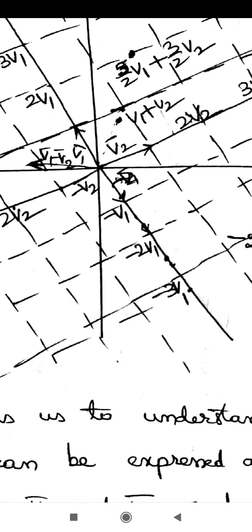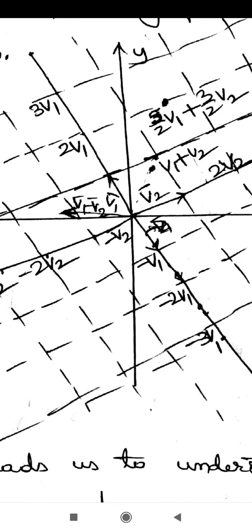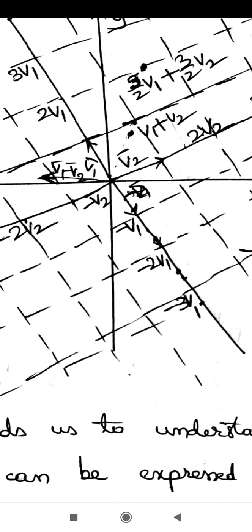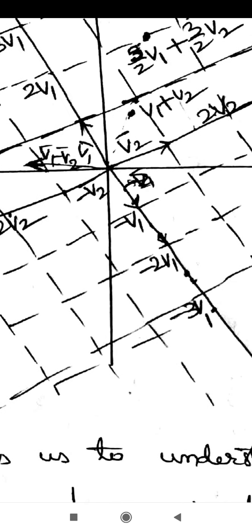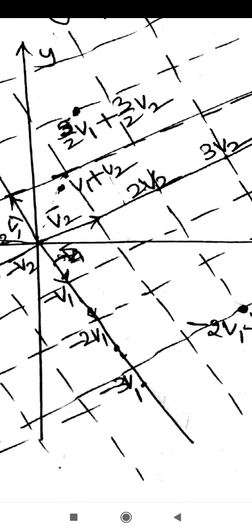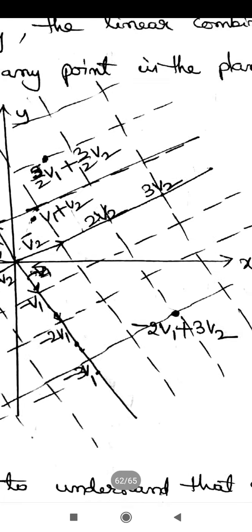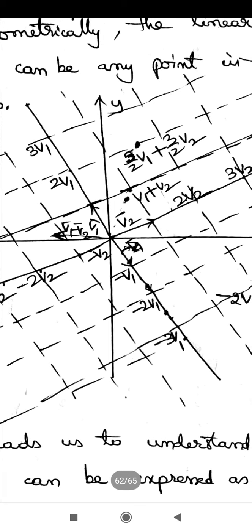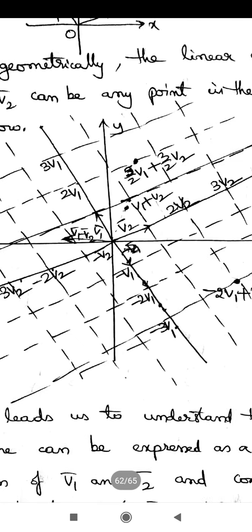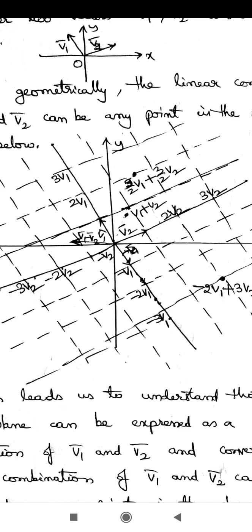So that is how on the line of v1 we can see on the positive side 2v1, 3v1, and so on, and on the negative side minus v1, minus 2v1, minus 3v1, and so on, on the same line. And similarly for v2, 2v2, 3v2, and so on are on the positive side, they are the scalar multiples of v2, and on the negative side minus 2v2, minus 3v2, and so on are the scalar multiples of it.